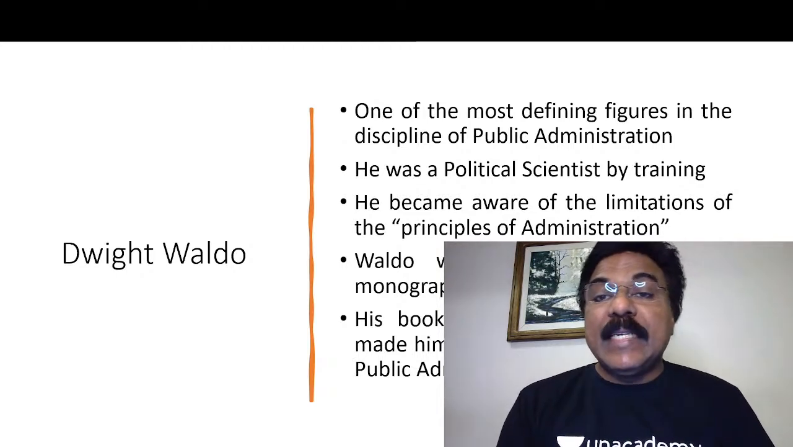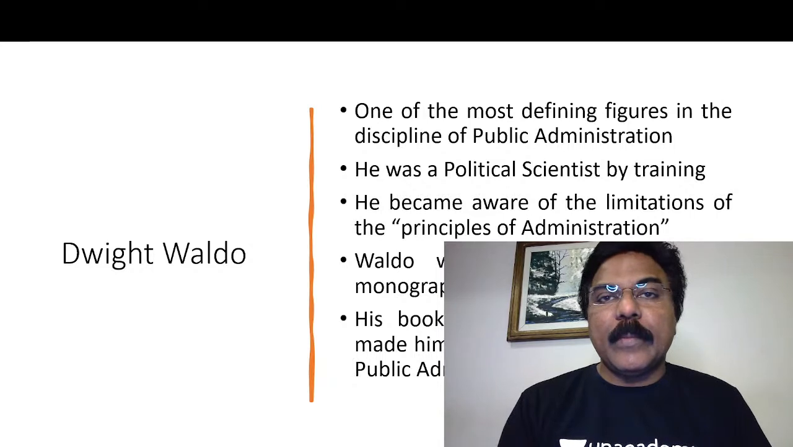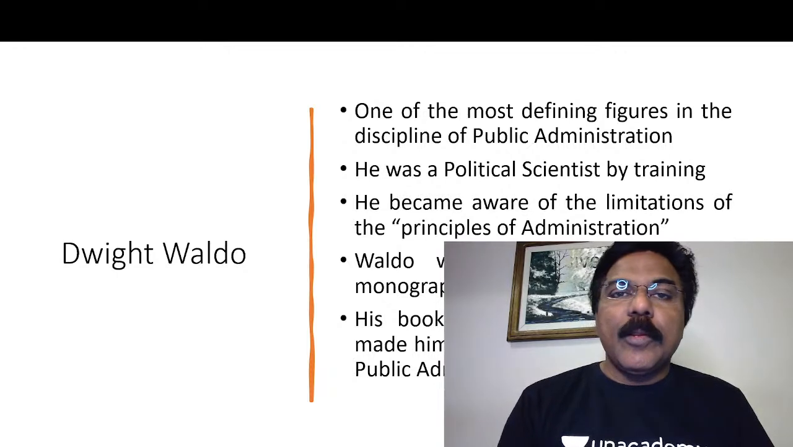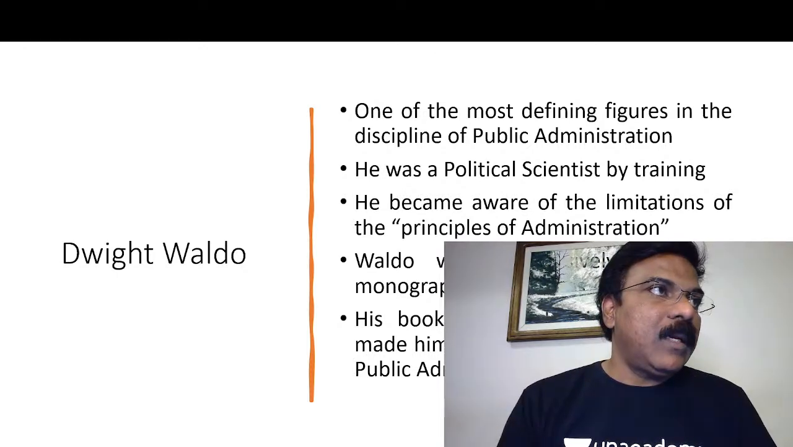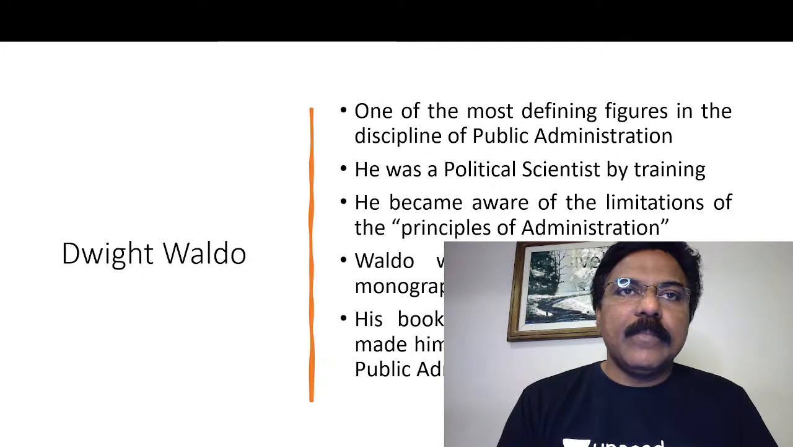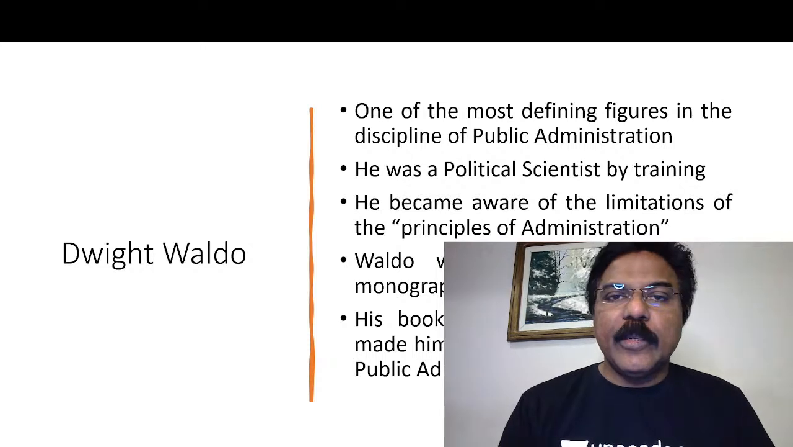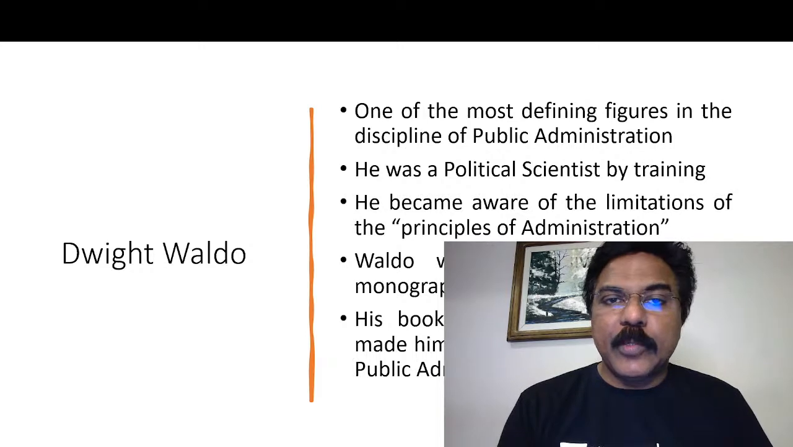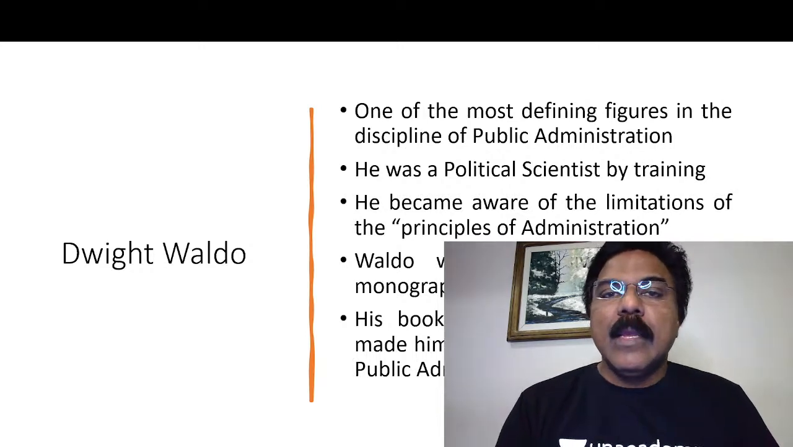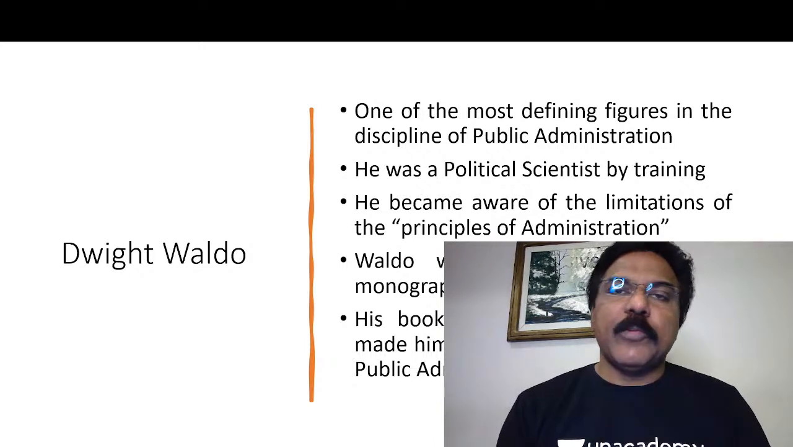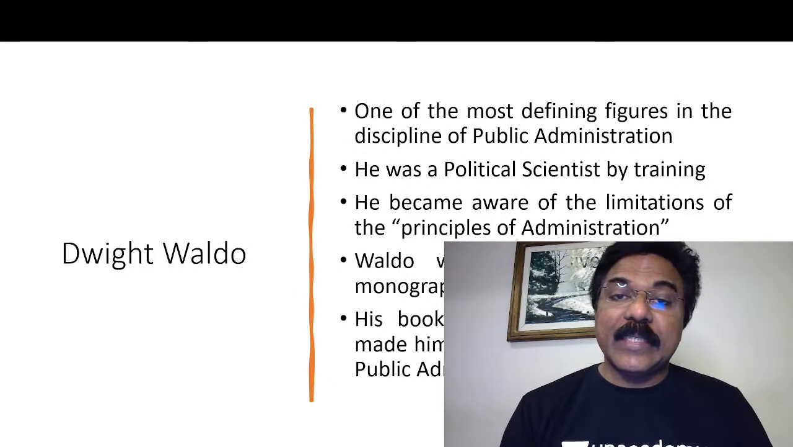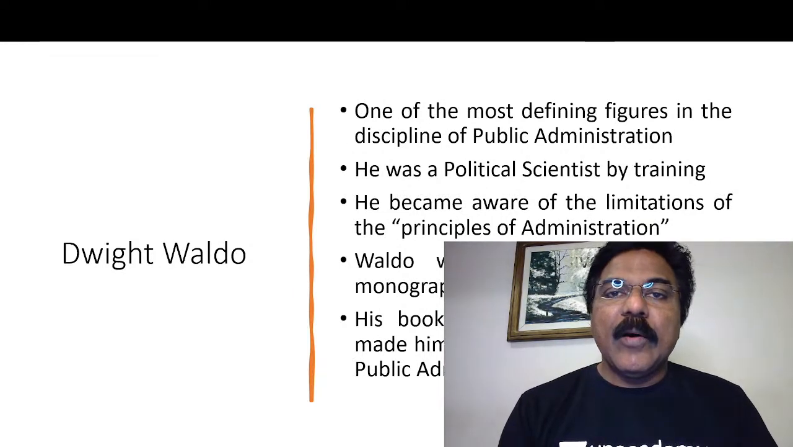He's considered one of the most defining figures in the discipline of public administration. So, if you look at the defining figures, one is Kautilya, or you look at Machiavelli, who wrote The Prince, then Aristotle, who wrote The Republic. Of course, Woodrow Wilson, you cannot miss, because he wrote that essay which brought into sharp focus the discipline of public administration as against political science. And Dwight Waldo was a political scientist by training. And subsequently he became a bureaucrat. So that's a very interesting development.